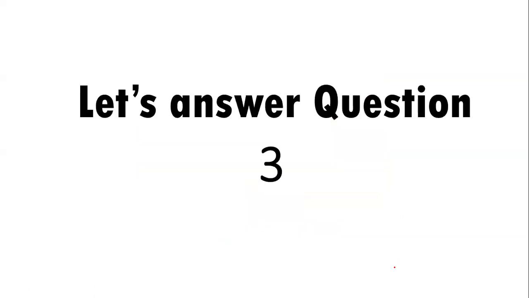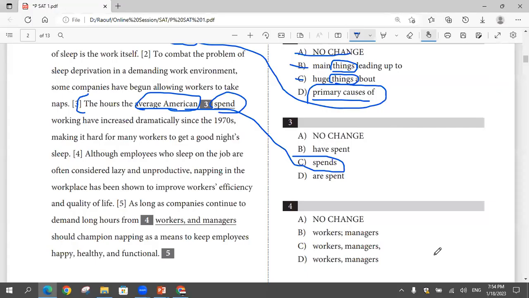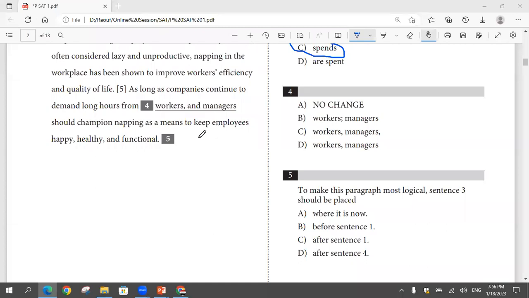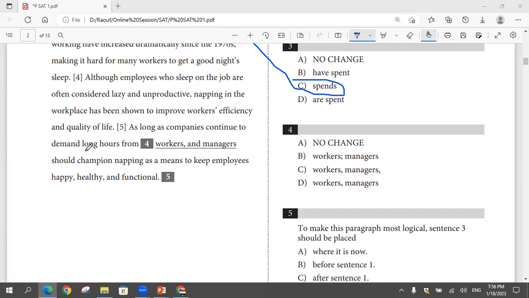All right. Now, let's go to the question. I think it's question 4, not 3. Let me check. Yes, question 4, ya shabab. Let's answer question 4, please. Let me help you now. "As long as companies continue to demand long hours from workers": starting from here, this is not a complete sentence. Since I start with an incomplete sentence, I cannot use comma and. Just a comma will be fine, which makes the answer D.